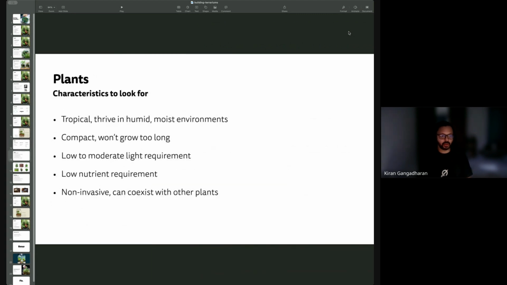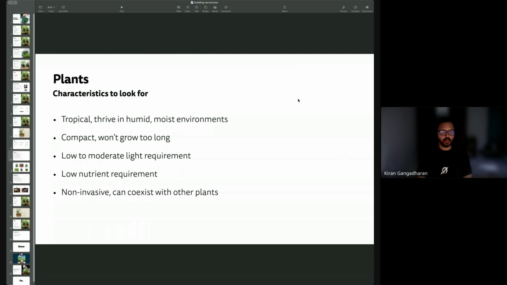And then you want to look at plants, right? And I think we already covered the characteristics, the things you want to look for. You want to look for plants that thrive in humid, moist environments. They are small but won't grow too long, because otherwise you want less human intervention, but you'll end up spending more time just trimming, or worse, they'll grow so much that they'll block light for other plants.